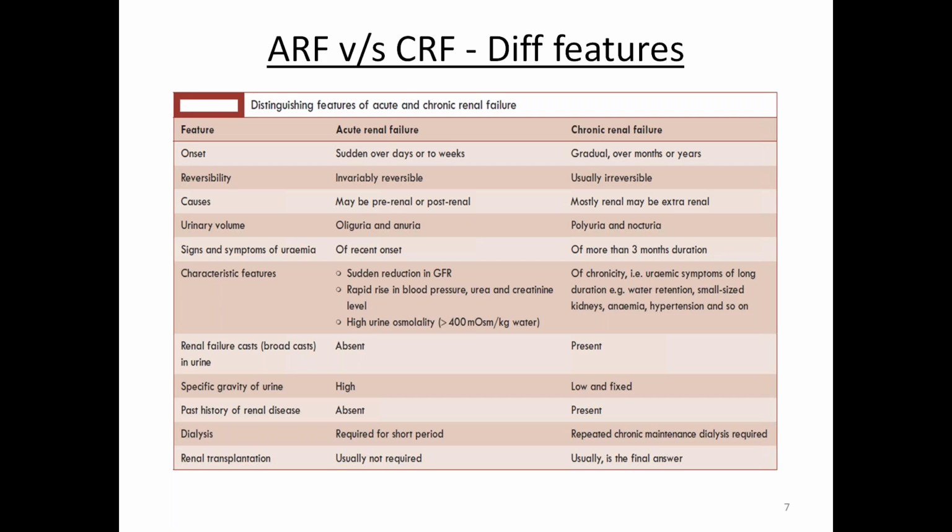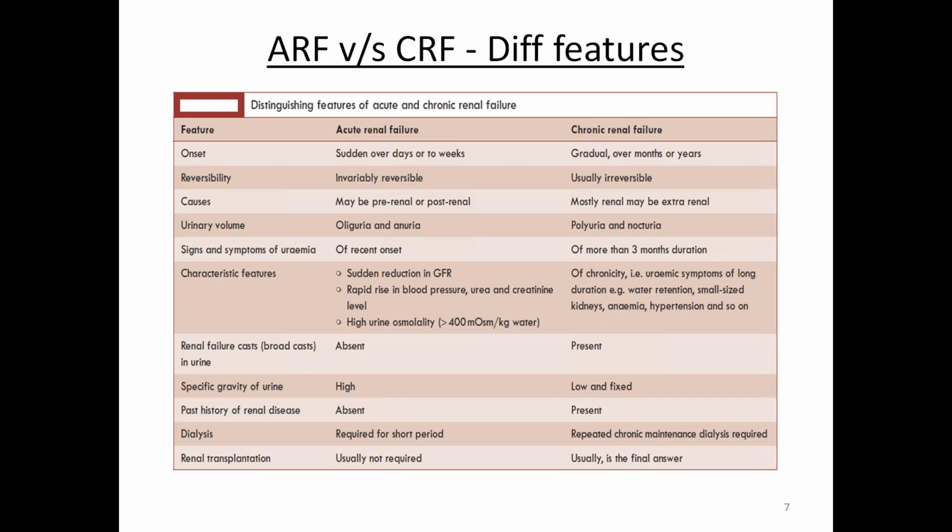So, of course, an acute condition means recent onset of signs and symptoms of uremia in this case. And chronic renal failure, of course, any chronic condition, means persisting for at least more than 3 months duration. Features: sudden reduction in GFR in ARF, rapid rise in BP, urea and creatinine level, and high urine osmolality, more than 400 milliosmoles per kg water.